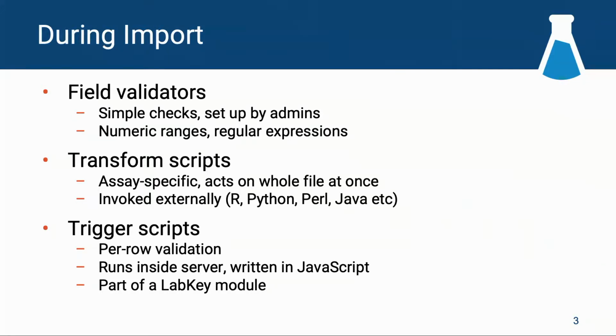Some of the ways to do that are field validators. These are things when you're in the designer for your list or data set or assay, you can say, this is a numeric value, it should always be greater than 0, or it should always be less than 100. Or if it's a character value, that it should be exactly 6 characters long, or it should be just alpha, no numeric. And those are really just looked at on an individual field-by-field basis for each row that's being imported.